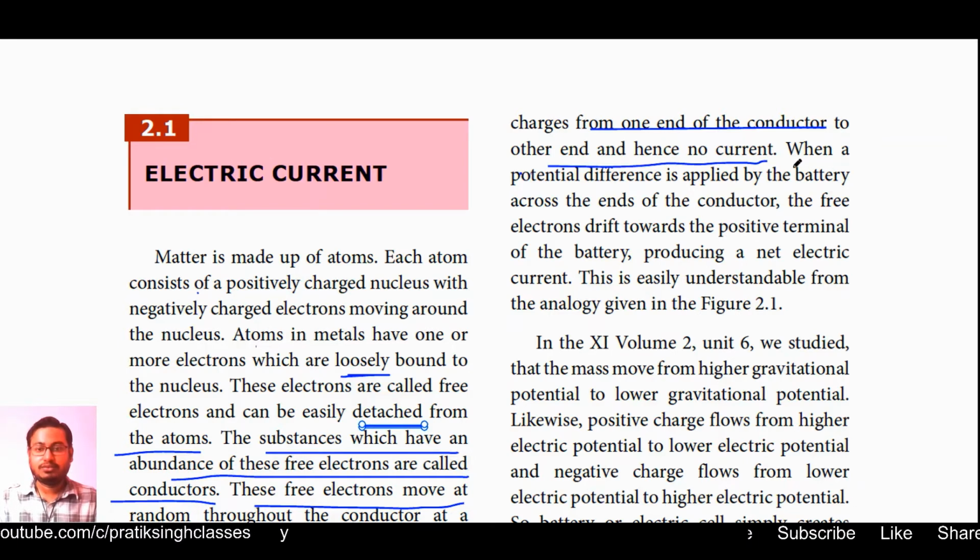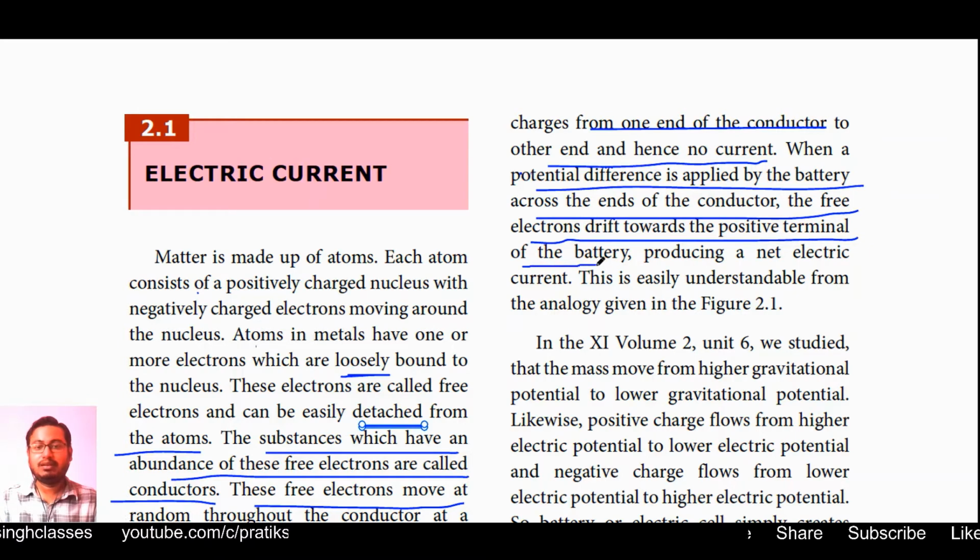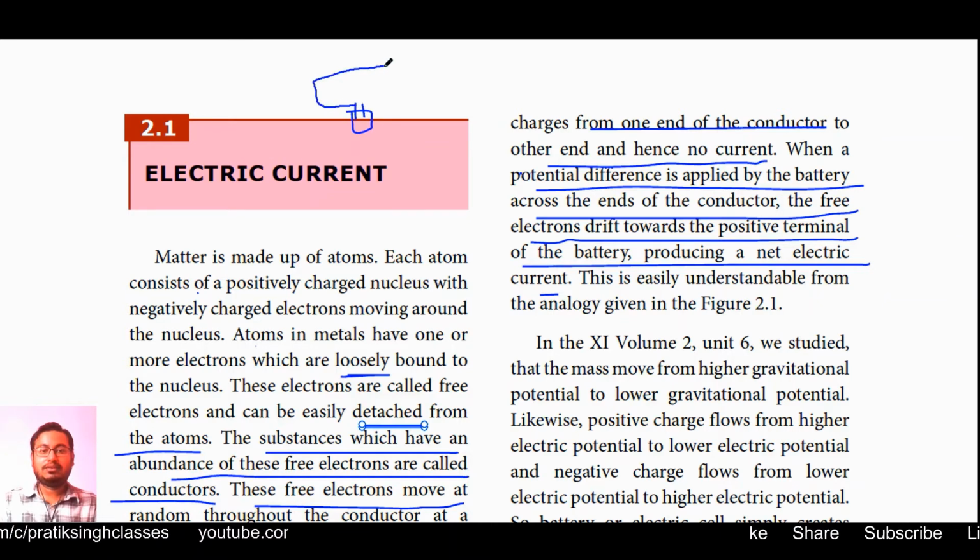and hence there is no current. So when a potential difference is applied by the battery across the ends of the conductor, the free electrons drift towards the positive terminal of the battery, producing a net electric current. Suppose you have a battery attached to a conductor, with a positive terminal and a negative terminal. We know very well that charges flow from the negative terminal of the battery outside, and by flowing in the conductor, they come back to the positive terminal of the battery.